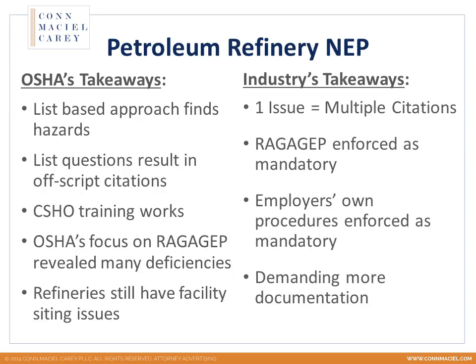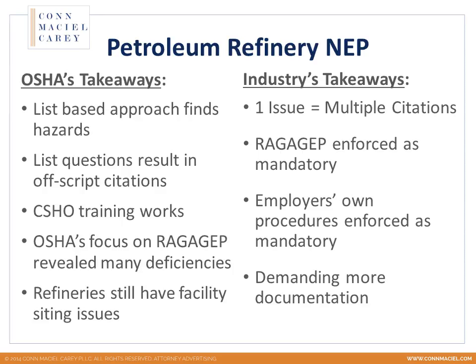And remembering that mechanical integrity sat at the top of the list of most frequently cited standards, it was this issue that employers were not following RAGAGEP in terms of inspection frequencies, or inspection procedures, or maintenance procedures. And that's really what we were seeing cited most often in the Refinery NEP, and that carried over into the chemical facilities NEP as well, and we'll talk about some of the issues that OSHA is finding in that regard.